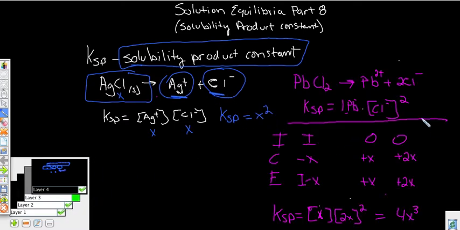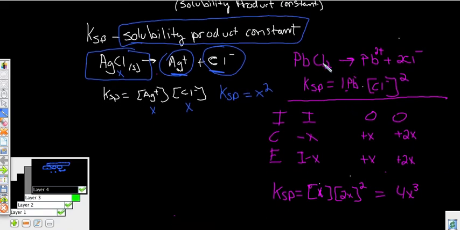Now it gets a little bit more complicated, but not much, when you go up to one that has a higher number of ions from the original formula unit. So here we have lead chloride. Lead chloride breaks up into 1 lead and 2 chlorines. So the solubility product constant for this is going to have the concentration of lead times the concentration of chloride ions, and that's going to be to the second power, because the KSP expression takes the coefficient from the balanced equation and uses them as exponents. So the KSP is equal to lead times chlorine squared.